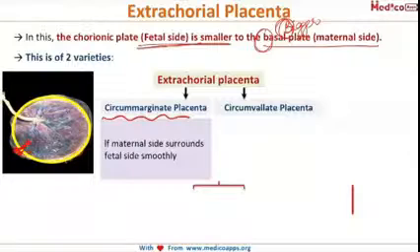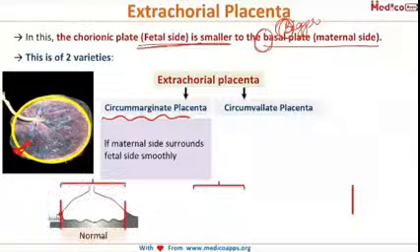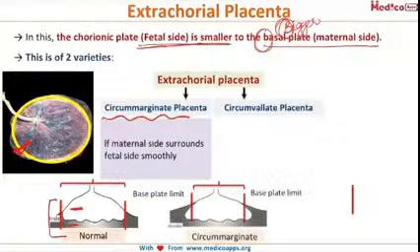We will understand this again by this diagram. This is a normal placenta where the maternal side and the fetal side are equal in surface area. Whereas in circummarginate placenta, the maternal side is bigger or the fetal side is smaller, but the transition between the maternal side and the fetal side is very smooth, and it is circummarginate placenta.